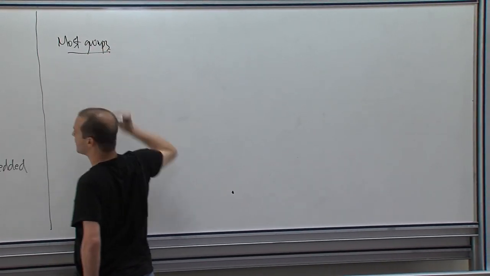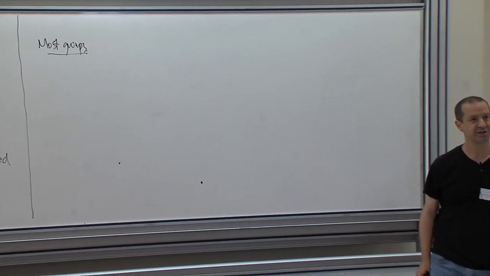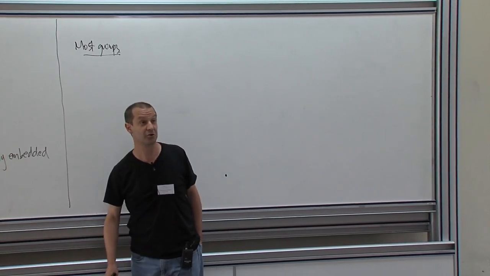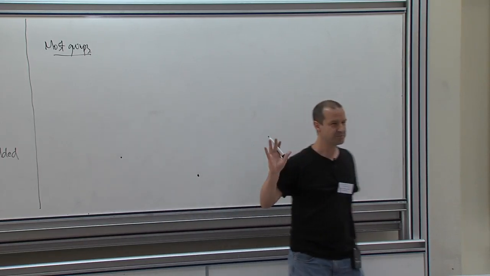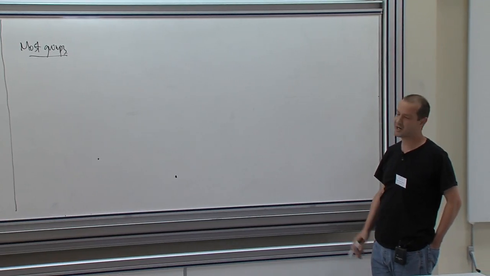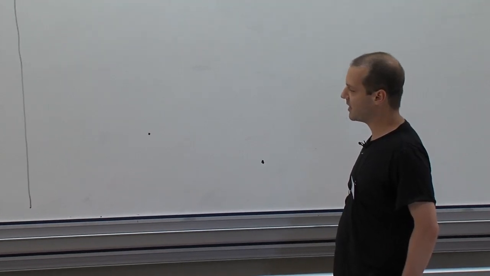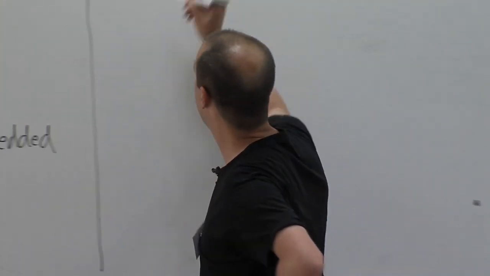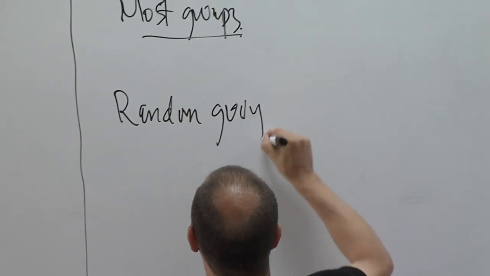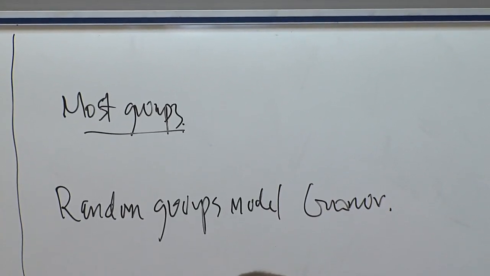So a group here, I'm thinking of these really as most presentations of groups. The presentation doesn't determine the group in general, but actually for most presentations, the presentation determines the group. So I'm not going to make too much distinction between presentations of groups and the underlying abstract groups themselves. So the idea is that we have a group, we have a finite generating set. This is the random groups model due to Gromov.